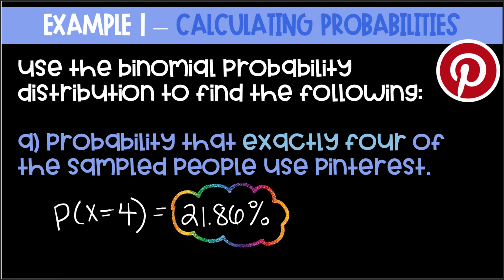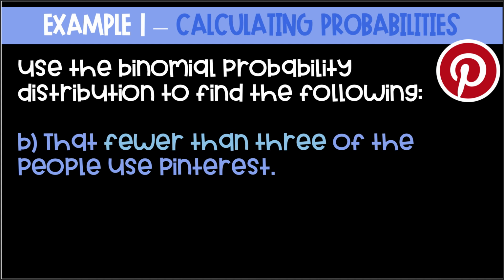Let's go now over a CDF example, a cumulative distribution function. We want to use the binomial probability distribution to find the probability that fewer than 3 of the people use Pinterest. You need to read the question. Fewer than 3 means we're not including 3. We want 0, 1, or 2, but not 3.